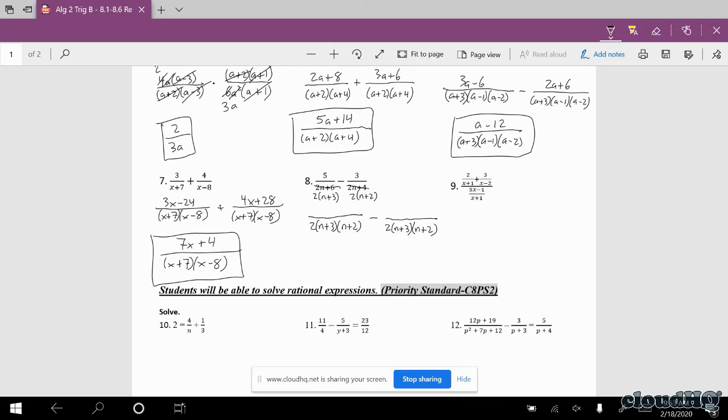First fraction, I need to multiply n and n plus 2, the top and bottom, giving me 5n plus 10. Second fraction was missing the n plus 3. So multiply that, you get 3n plus 9. It is a subtraction problem. 5n minus 3n is 2n. 10 minus 9 is 1.